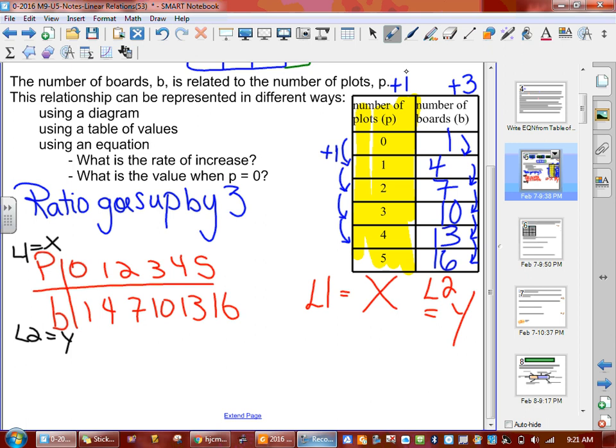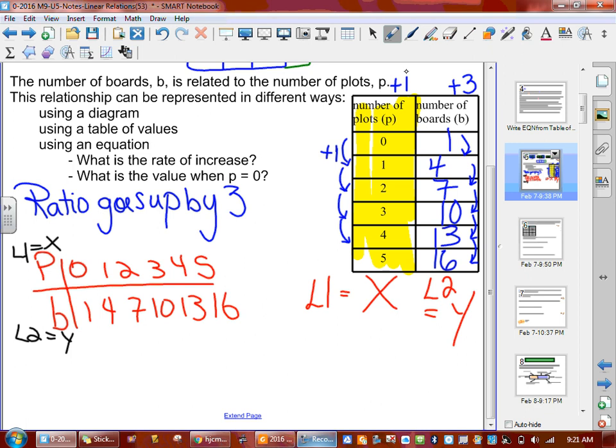But you can also remember, why do you think they're using P and B? Plots and boards. They're using it for problem solving. They want us to make sense of what's going on. So instead of generically saying, oh, well, plots will be X, they're saying plots is P, so that P makes sense for plots. We're trying to logically make sense of the information. So that's where the info comes from.